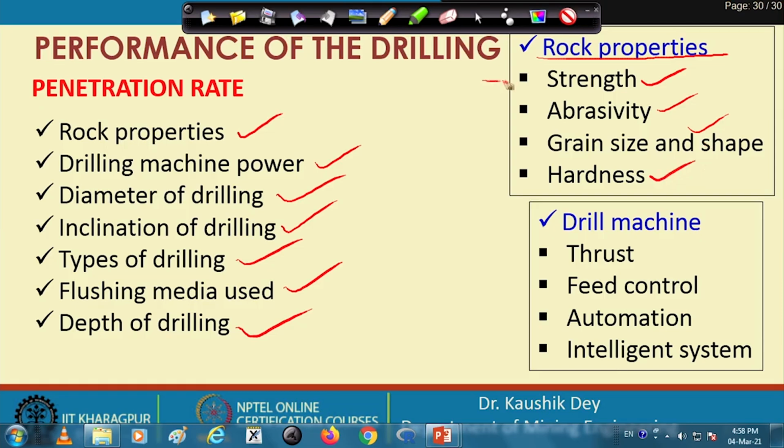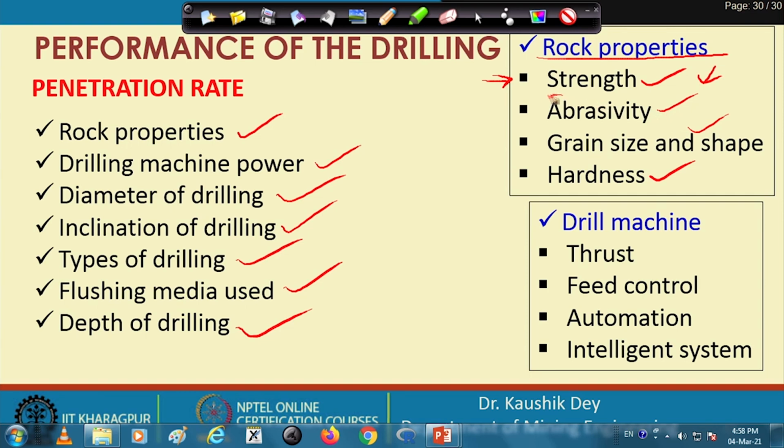If the strength of the rock is very high, obviously it takes more time to be fragmented, more time to be cracked. That is why, if the rock strength is high, the penetration rate you will obtain is less. So, it is inversely proportional.